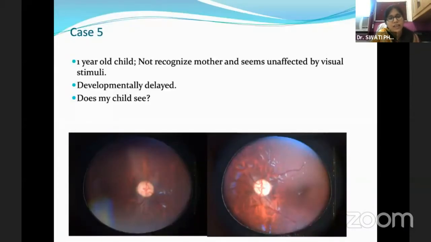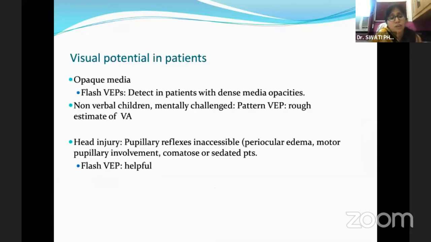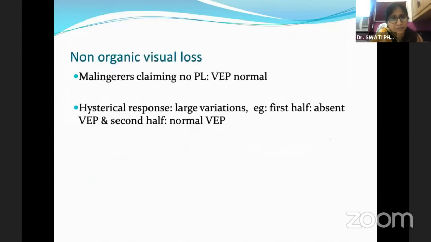Now, this was case 5, a 1-year-old child who had a history of developmental delay, and the mother wanted to know the prognosis. So the mother asked whether my child would see or not. In such cases, if we have a flat VER, we may tell the mother that the child may not be able to see. So it's one of the ways to assess the visual potential in children who are non-cooperative. It also helps in assessment of visual potential in opaque media.